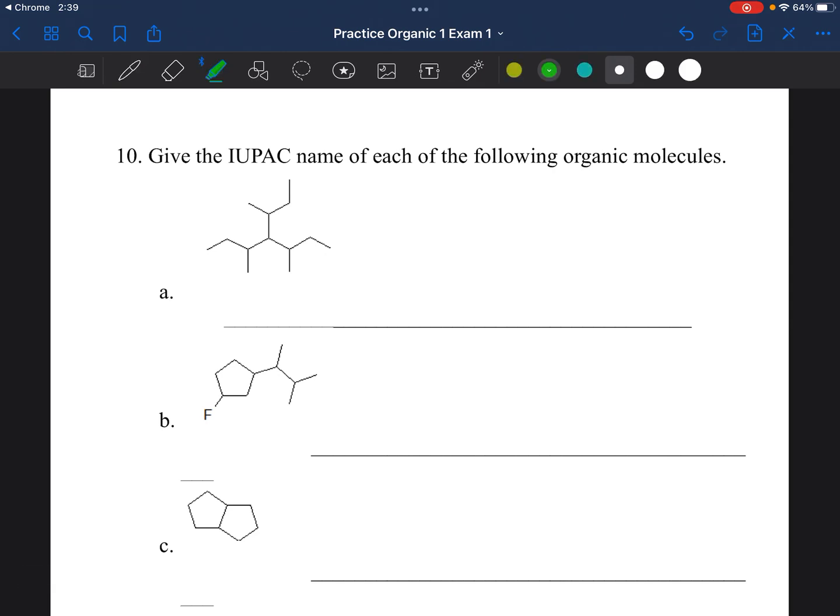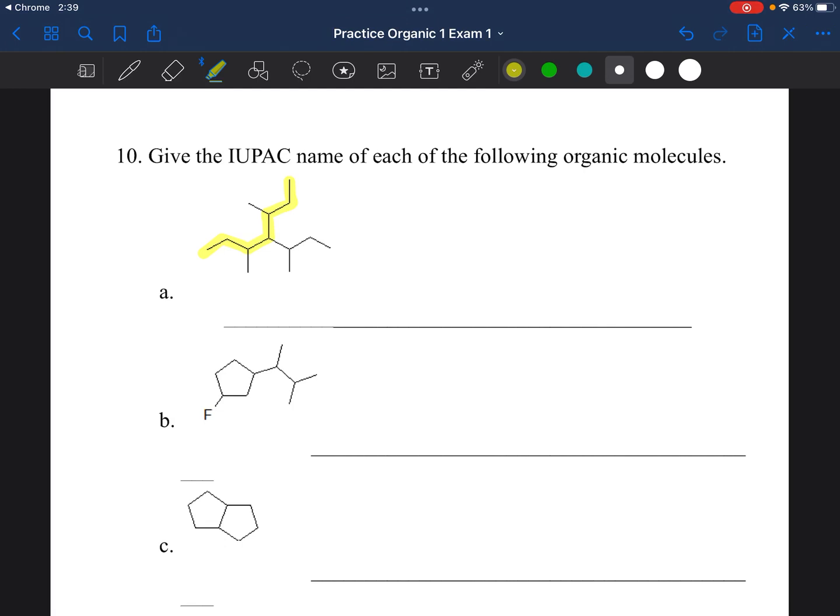You want to remember that you are looking for the longest continuous chain that has the most substituents. So I could go 1, 2, 3, 4, 5, 6, 7. Or I could go 1, 2, 3, 4, 5, 6, 7, 2, 3. Either way has 3 substituents. So whichever way I number it is fine.